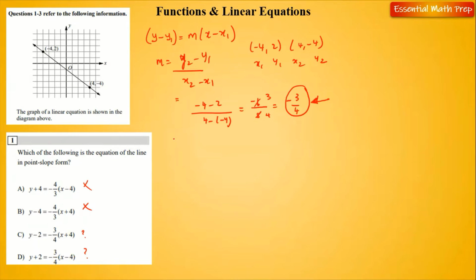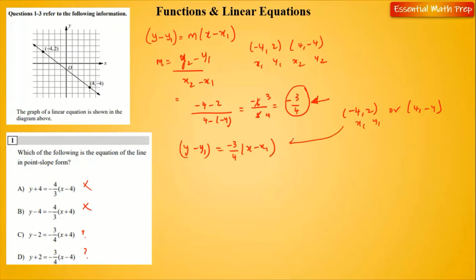Now, this particular problem is unique because, as I said, now we have y minus y1 equals m, which is negative 3 over 4, times x minus x1, right? You can either substitute negative 4 comma 2 or 4 comma minus 4. Chances are only one of these will make the answer, okay? Because they didn't say pick all that applies, right? They didn't say that. So let's substitute this to be our y1, this to be our x1.